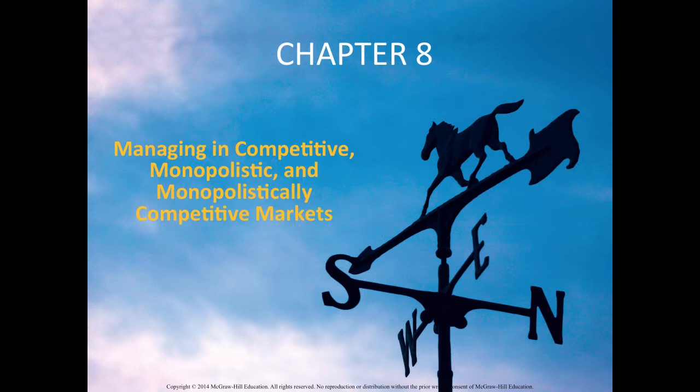This is part A. The chapter is going to introduce the basics of 3 market structures: perfect competition, monopoly, and monopolistic competition. So on part A, let's start with the characteristics of perfect competition.